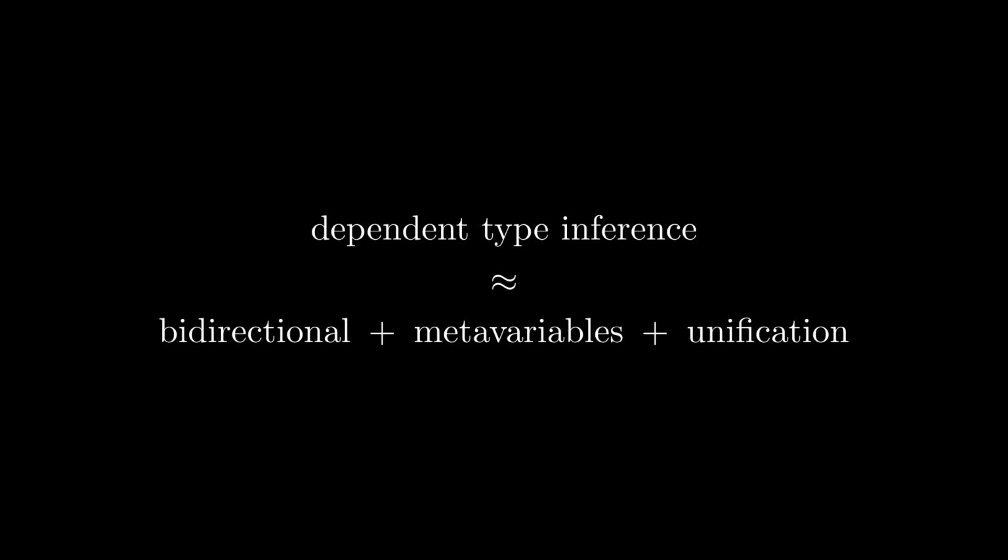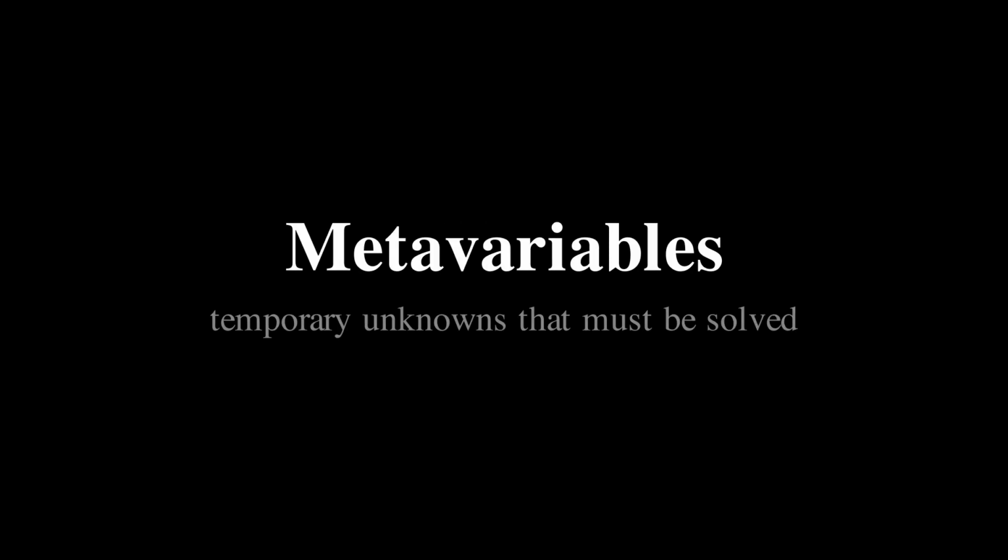Real elaborators blend both ideas. Bidirectional checking shapes the recursion, metavariables and unification, a generalization of the Hindley-Milner trick, fill the unknowns that remain. When the elaborator does not yet know something, it creates a metavariable, a temporary unknown. Then type checking generates constraints. As constraints accumulate, metavariables get solved.